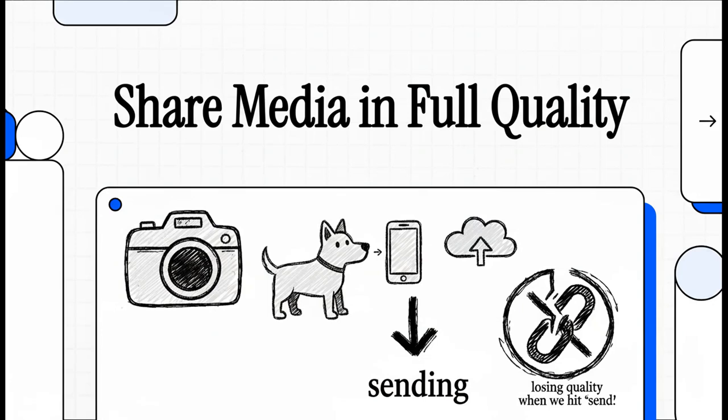Okay, we've all been there, right? You take a perfect photo, maybe it's a great shot from your vacation or just a really cute picture of your pet. You're so excited to share it, you hit send and bam, the quality just tanks, it's gone. Well, let's talk about why that happens and more importantly, how to fix it for good.